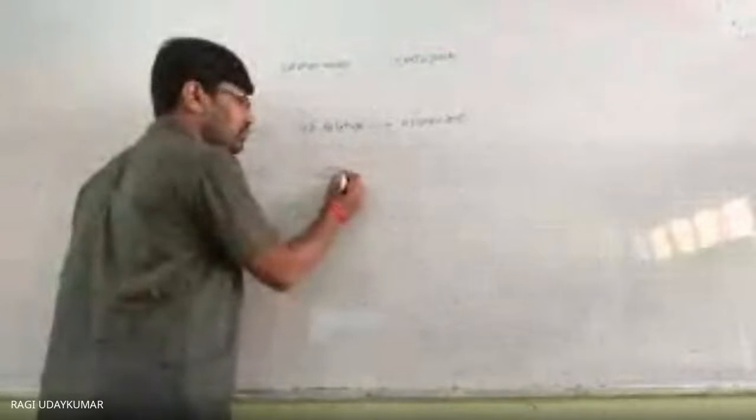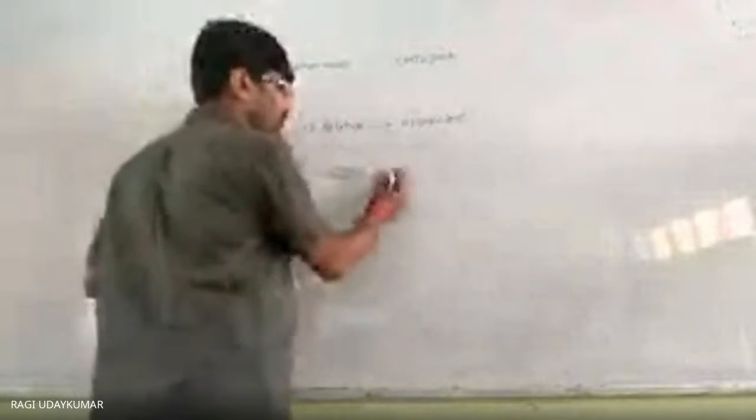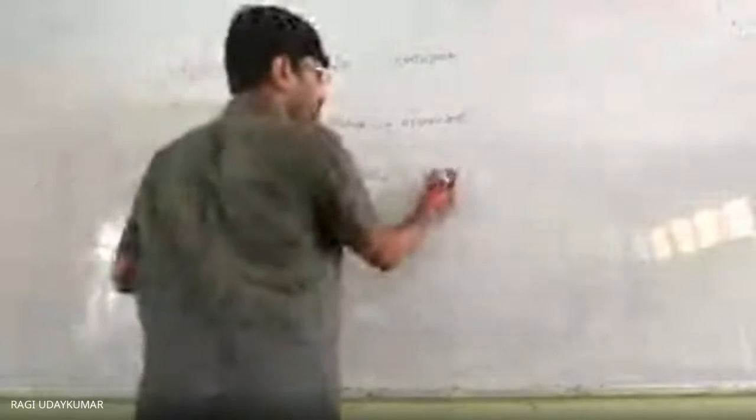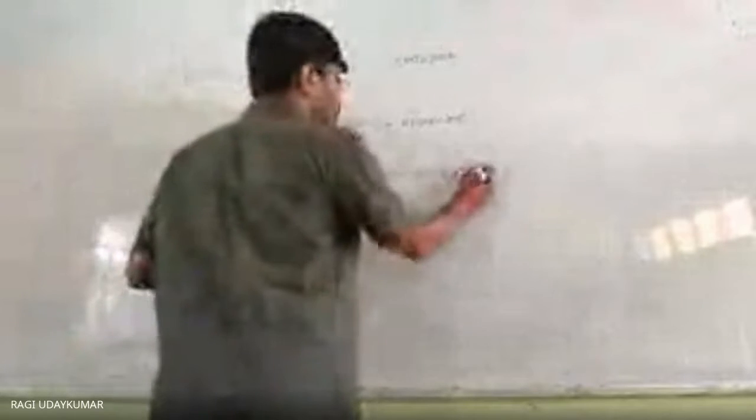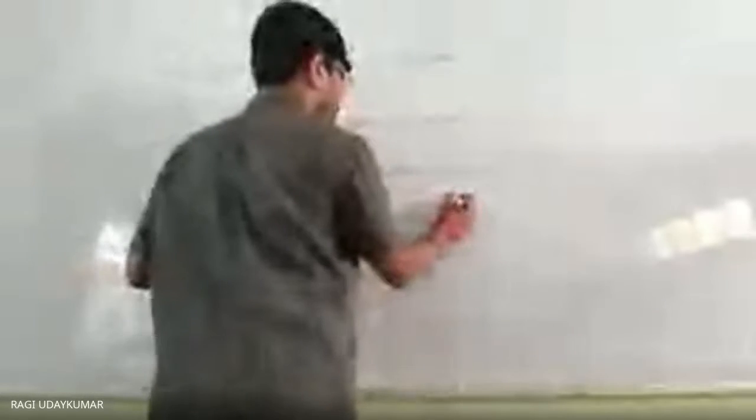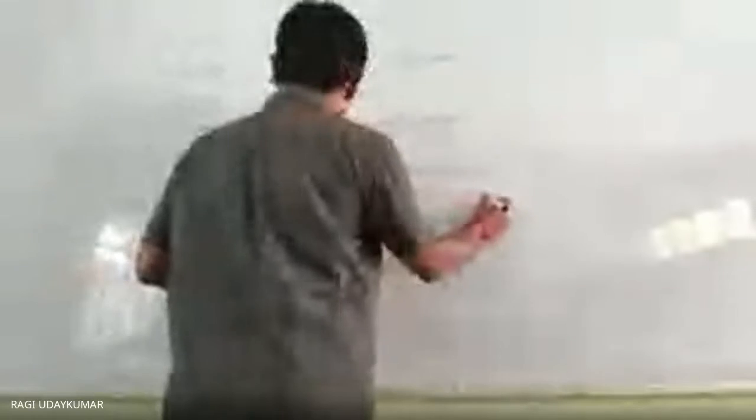If it is infinitely many solutions, we call it consistent. Infinitely many solutions means consistent. No solution means inconsistent. Is it clear to you? Did you understand?